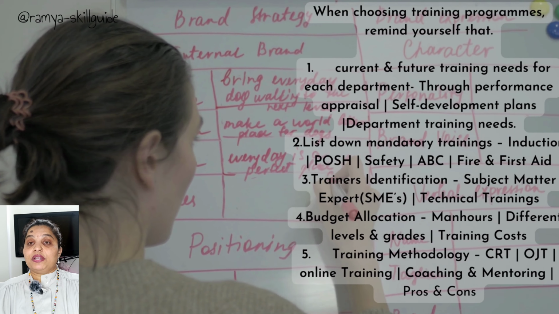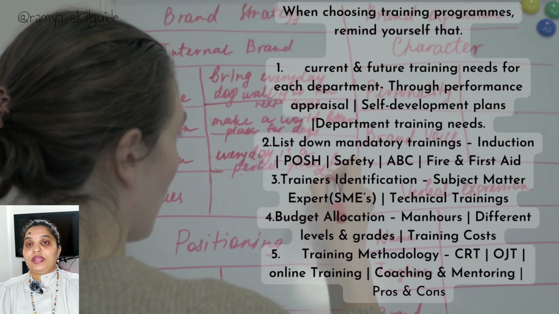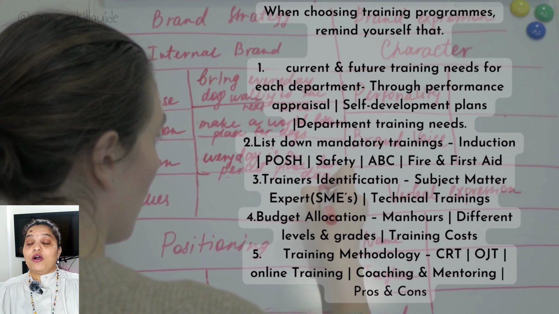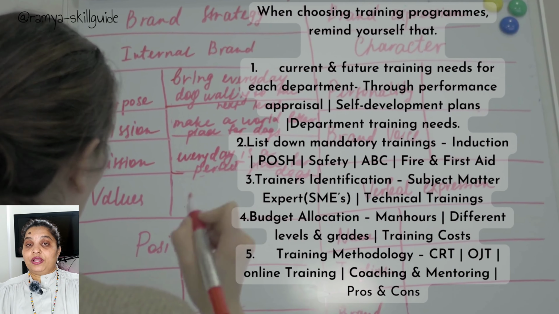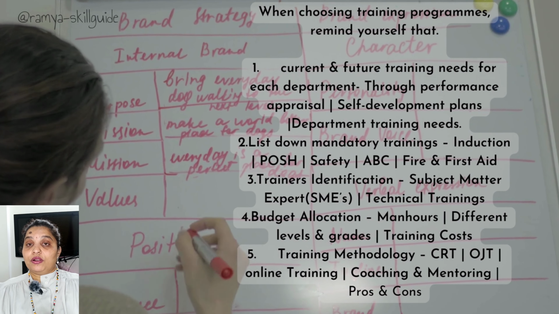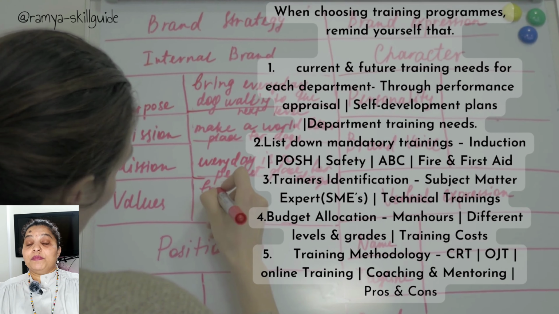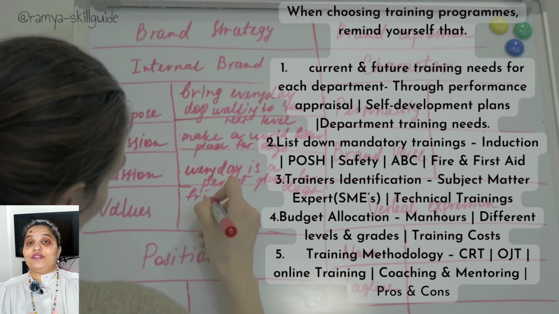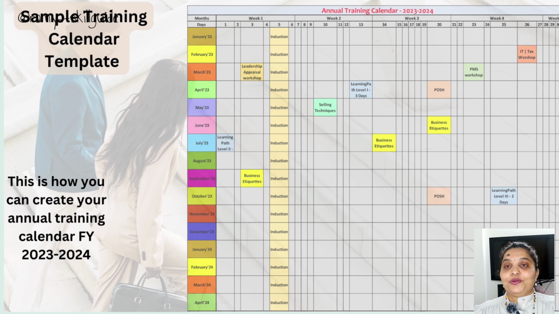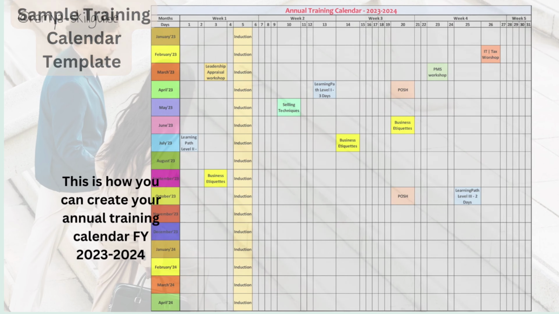Training methodology, CRT classroom training, OJT on the job training, online training, coaching and mentoring. All the different training methodologies and the pros and cons of each methodology should be reminded before creating any of the training calendar. This is how you can create your annual training calendar.